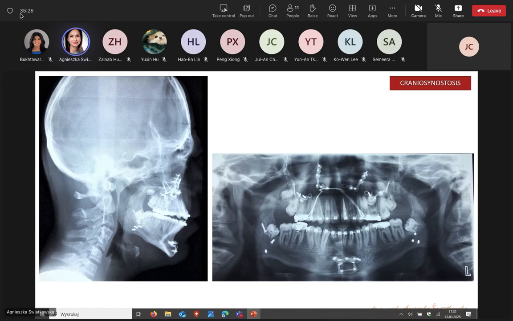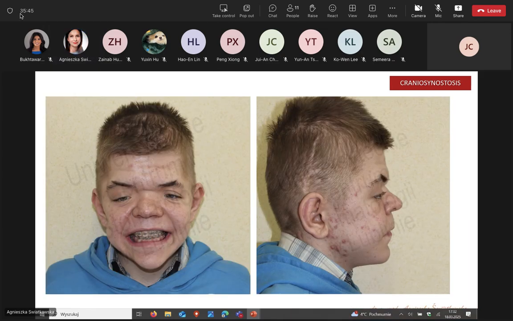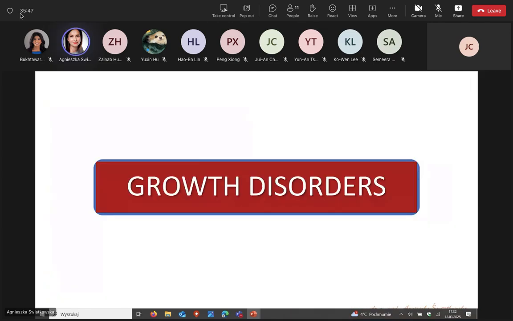First, the patient needs distraction and then operation. As you see, this patient is after bilateral operation in the upper and lower jaw. Intraoral situation after operation and extraoral photos.